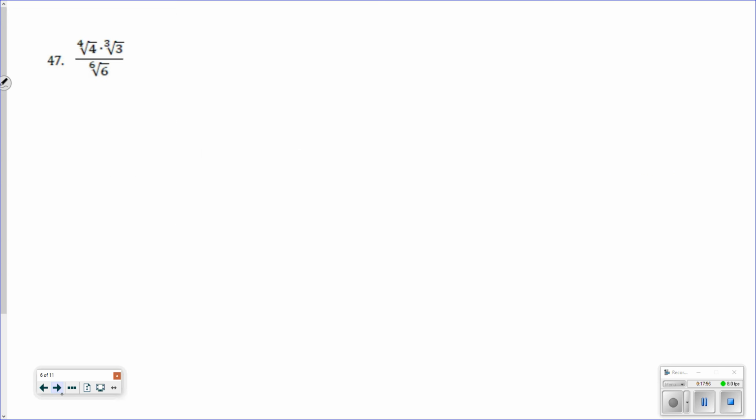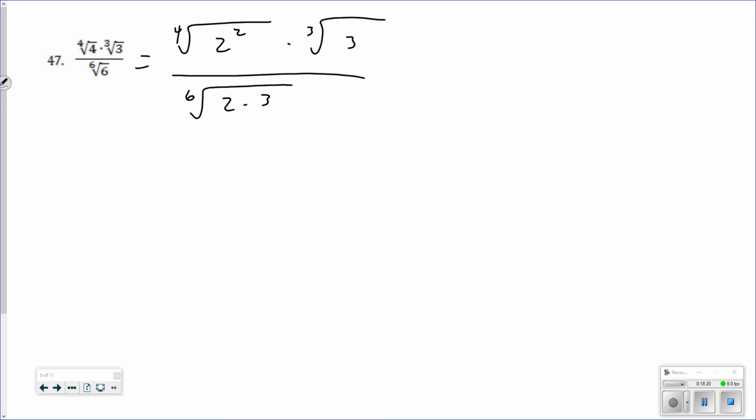All right, number 47. The 4th root of 4 times the cube root of 3 all over the 6th root of 6. So same thing. Anytime you have all these numbers, you want to reduce it. Put it into its prime factorization. So in this case, you have the 4th root of 2 squared times the 3rd root of 3 all over the 6th root of 2 times 3. Put all the numbers into prime factorization and rewrite these as exponents. So 2 to the 2/4 times 3 to the 1/3 all over 2 to the 1/6 times 3 to the 1/6.